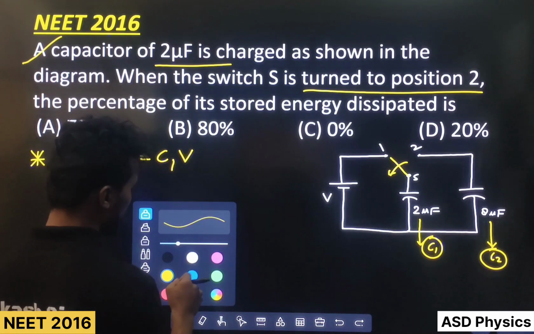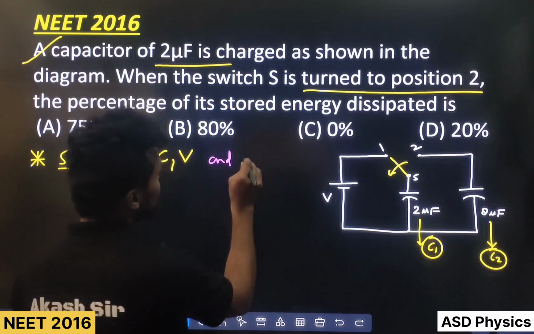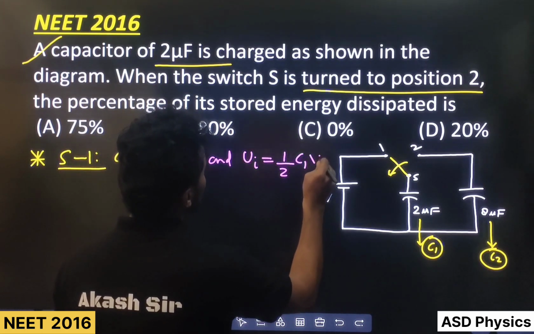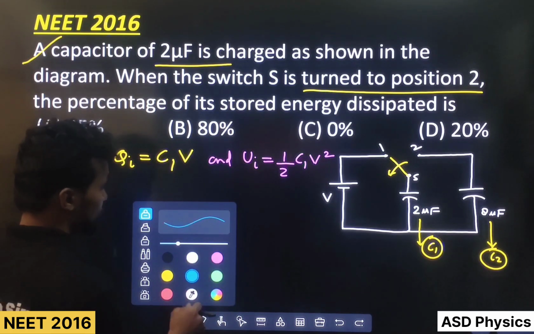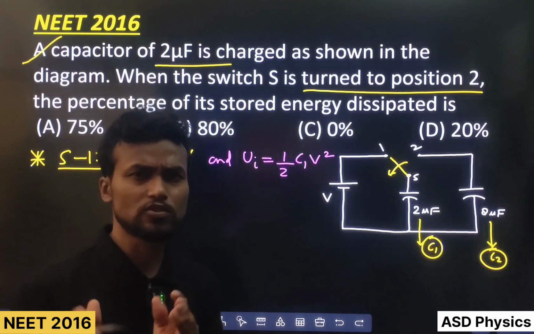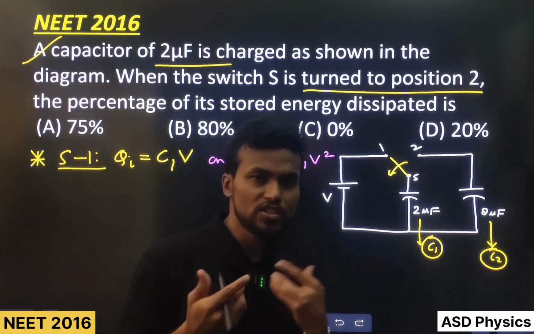After that, if I talk about the energy, you know the energy formula very well. So Ui equal to half C1 V square, correct? Now this capacitor has stored energy and charge also, and you know very well the energy will be stored in the form of potential energy.